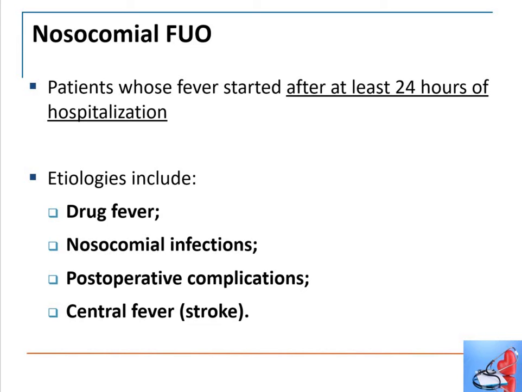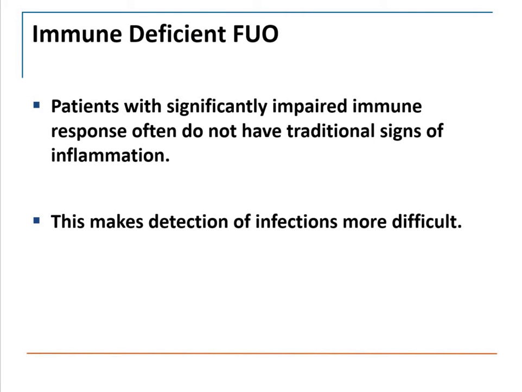Nosocomial fever of unknown origin, the second category of all fevers of unknown origin, is typical for patients who were hospitalized more than 24 hours and didn't have any signs of inflammation or infection or incubation on admission. Etiologies include drug fever, nosocomial infections, postoperative complications, and central fever in patients with stroke. The third group, immune deficient fever of unknown origin. Patients with significantly impaired immune response often don't have traditional signs of inflammation, and this makes detection of infection more difficult.